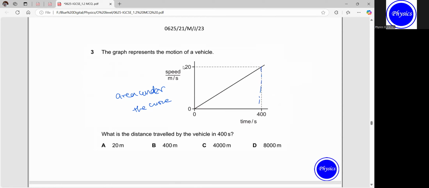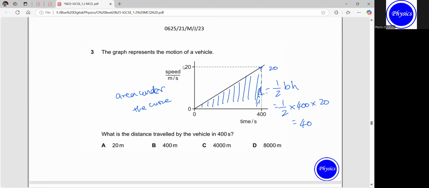So this is actually 20. So here, half base times height, the area of a triangle. A is equal to half times base, which is 400, times height, which is 20. Because this looks like a rectangle, students go for 20 times 400. Don't do that. The area under the curve is going to be a triangle.